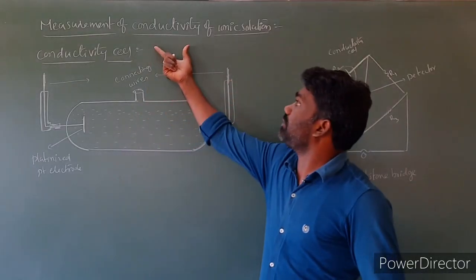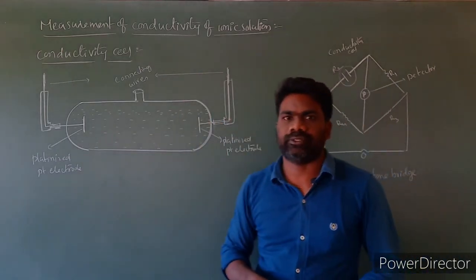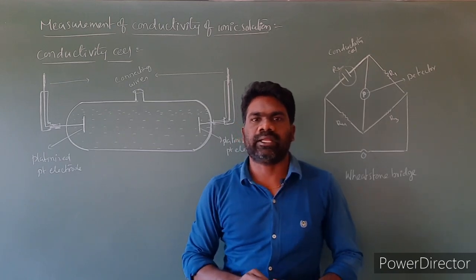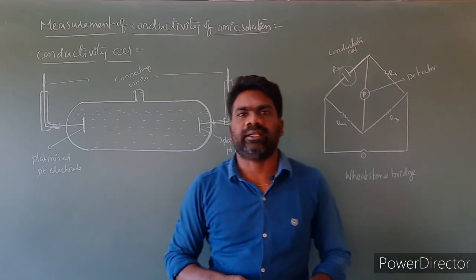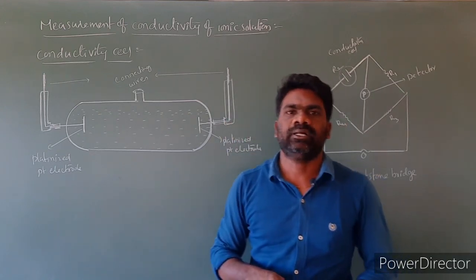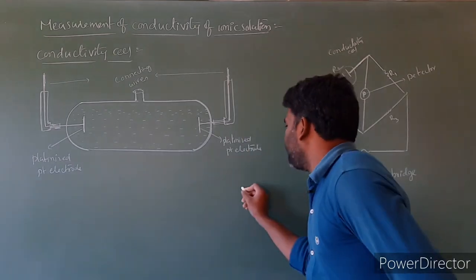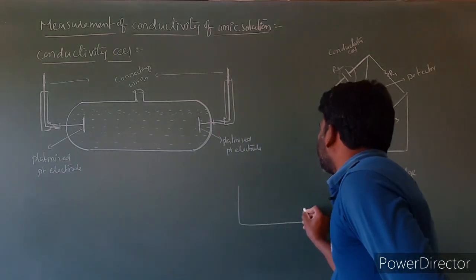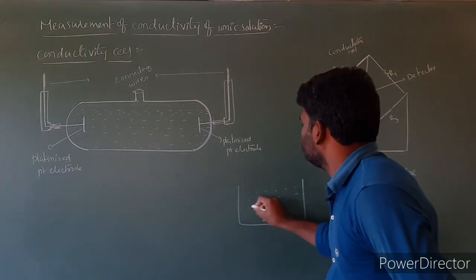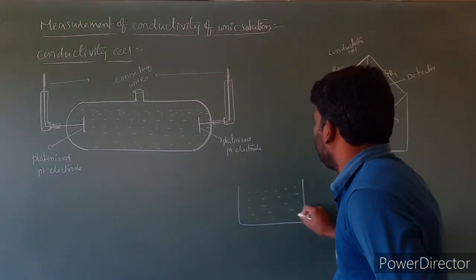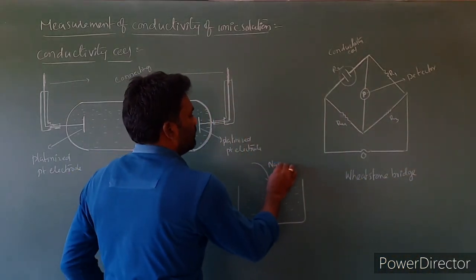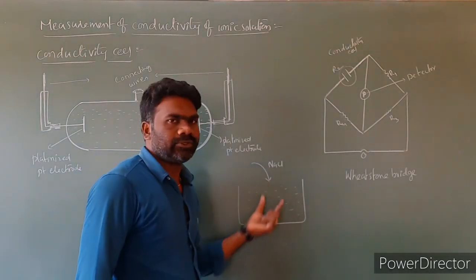Next, measurement of conductivity of ionic solution, nothing but ionic conductance or electrolytic conductance. Ionic conductance is defined as the conductance of electricity by ions present in the solution. What is my point? I am taking a vessel and filling it with water. To this water I am adding an electrolyte, for example sodium chloride.